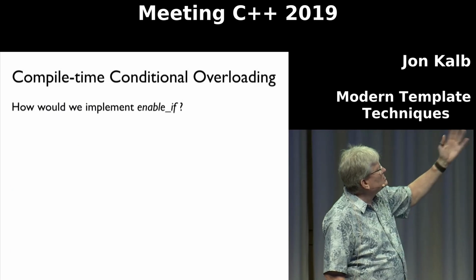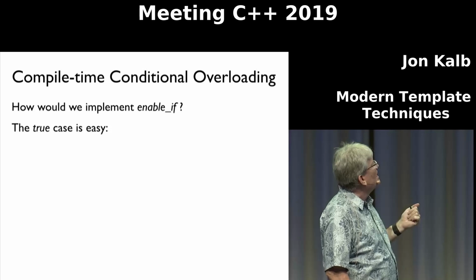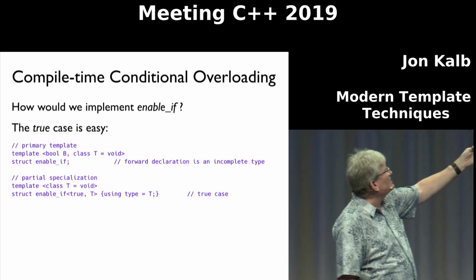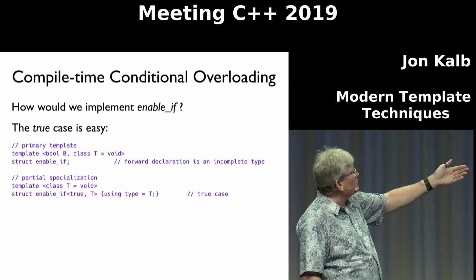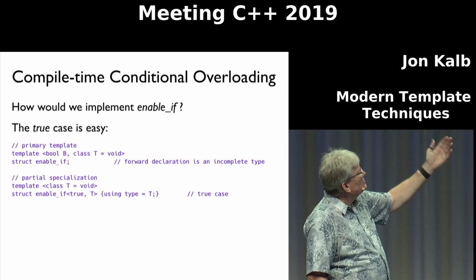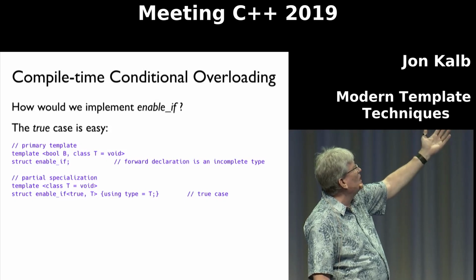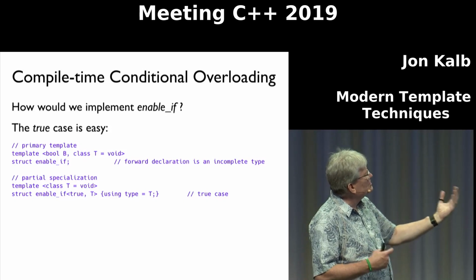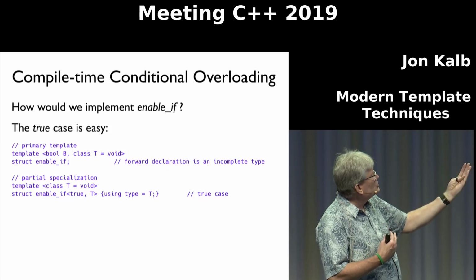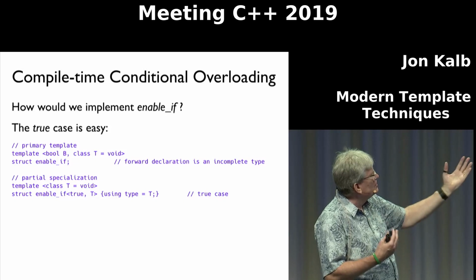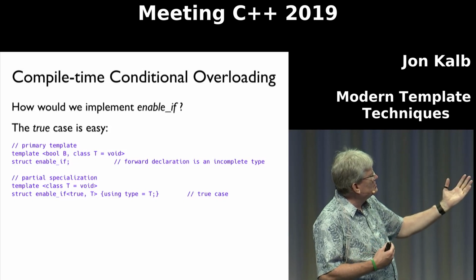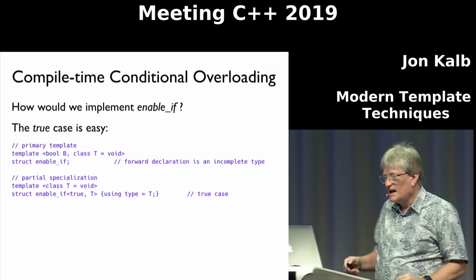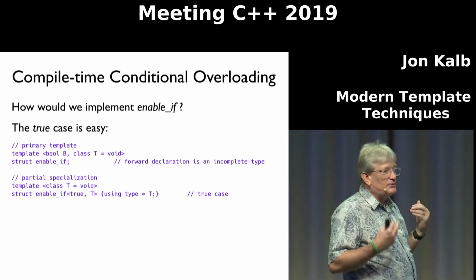So let's think about how we would actually implement this enable if. So in the true case, it's pretty simple. Because remember, we said in the true case, we're going to return whatever the second parameter type was. So here we're saying in the forward declaration, it's just an incomplete type. We just say there's some struct called enable if, not giving you a definition for it at this point. And then we say I want to specialize for the situation where the first parameter, that Boolean expression, is true. If the Boolean expression is true, then the type we want to return is just the second type. That's very simple. Now comes the tricky part. How do we implement the false case?